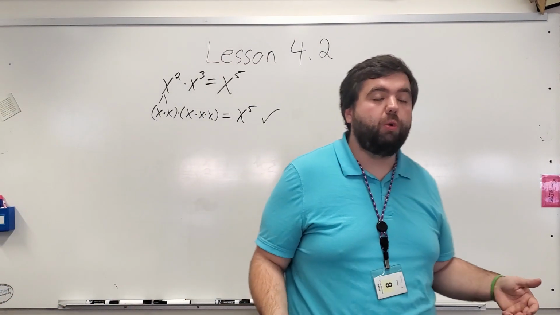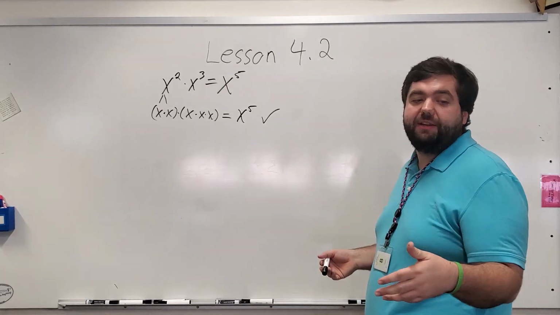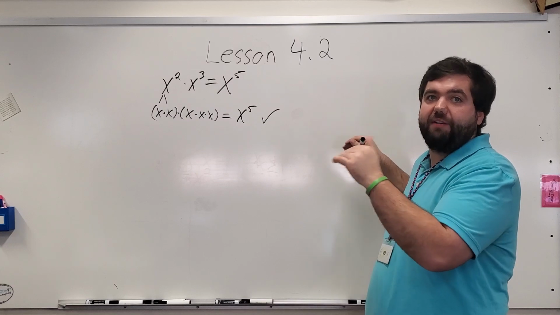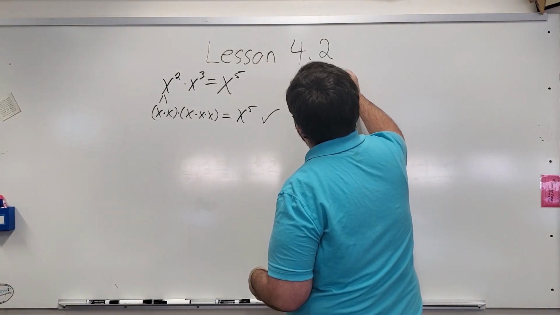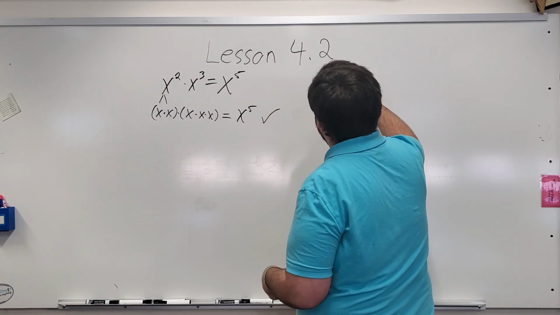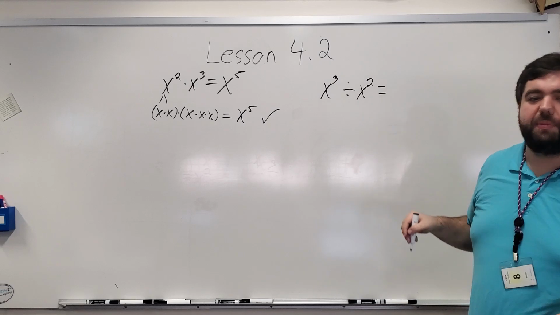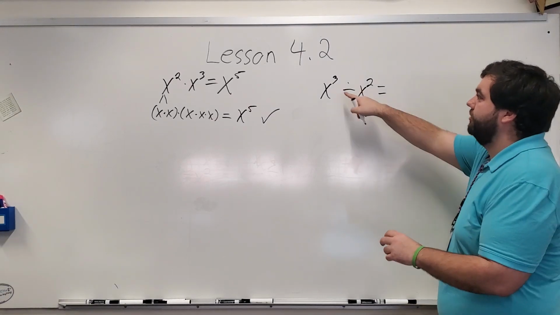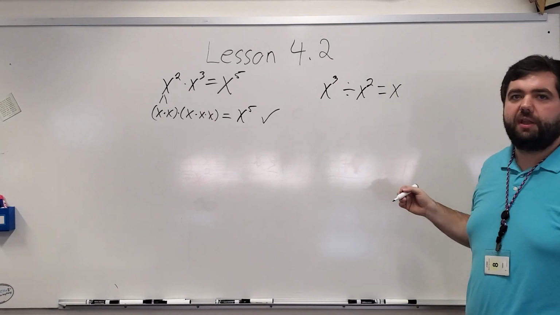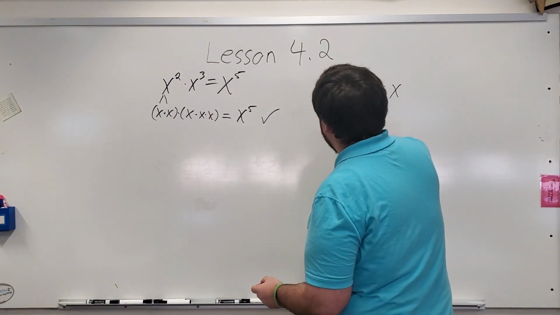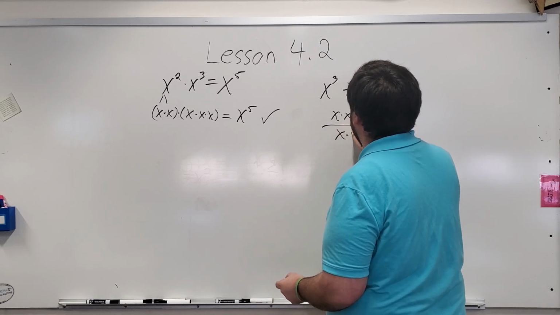Next, we have the quotient rule. Okay? So now if I divide and I have the same base, I subtract. So if I have x cubed divided by x squared, because they're the same base, I just subtract. So this would become x. And again, we can think of it, x times x times x all over x times x.